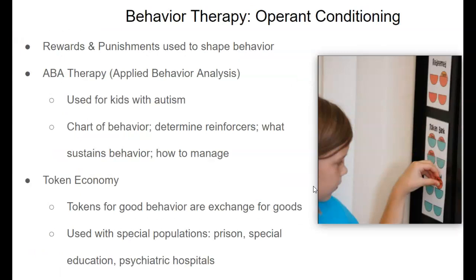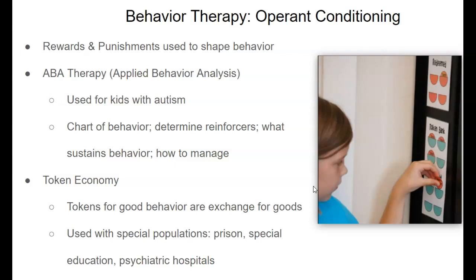Principles of operant conditioning can also be used. You're simply using rewards and punishments to shape behavior. One example is ABA therapy, or applied behavior analysis. This is typically used with autistic kids. With ABA therapy, the therapist will keep a very close eye on the child's behavior. They'll determine what motivates the student and what are some appropriate reinforcers to use with them. They'll try to figure out what is sustaining a particular behavior. Typically, it's a behavior that people want to change, right?